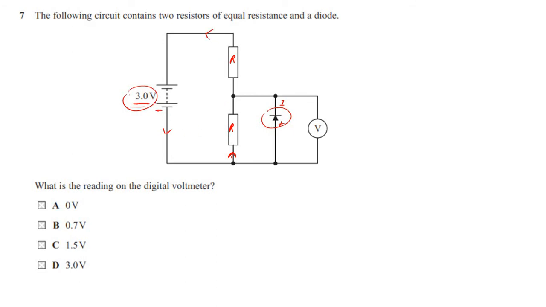That means the voltage is divided equally between these two resistors because there's no current in the diode. So out of 3 volts, 1.5 volts is across one resistor and 1.5 volts across the next. So V will be observing 1.5. If current had passed through the diode, the voltage would be different. It cannot be 3.